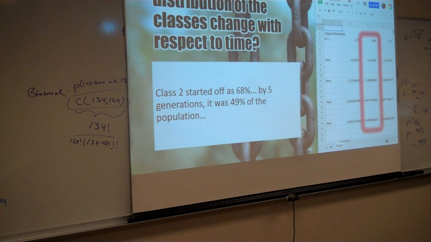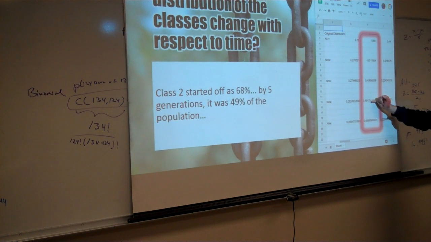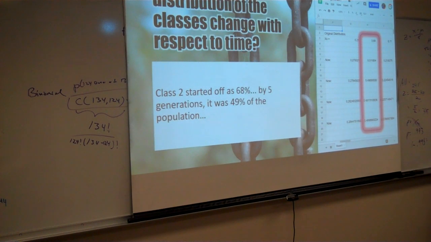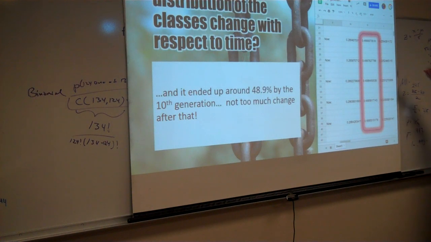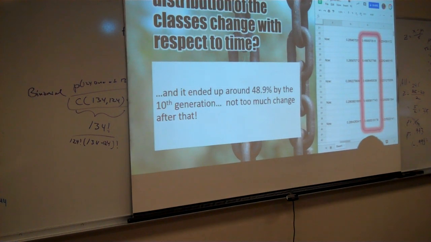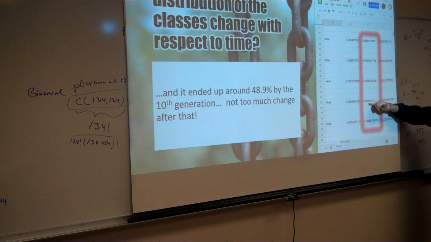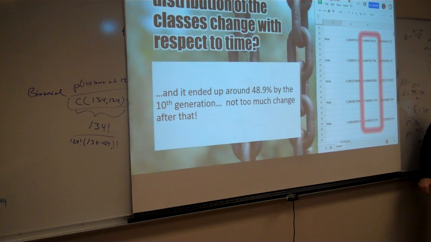Class 2 started off with 68% of the population, and then became 51%, and then became 49%, and then became 48.9% by the 5th generation. And in fact, if we keep scrolling down, the 6th, the 7th, the 8th, the 9th, the 10th, by the 10th generation, we're 48.9% of the population, and really, since the 6th generation, we've been stuck there. See how we kind of hit some equilibrium here?